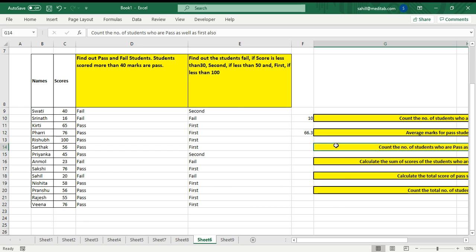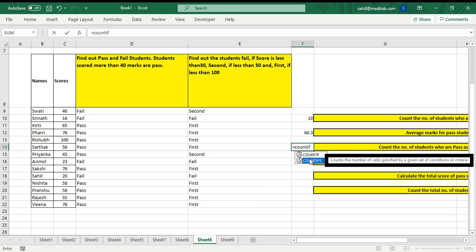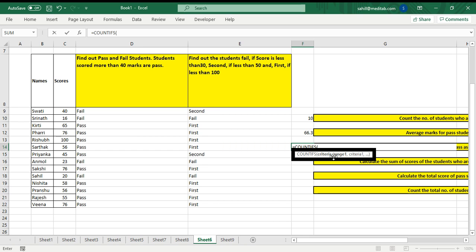Another question: count the number of students who are pass as well as first. Here there are two criteria. The person should be pass and the person should be first also. And count is the operation. I'm selecting COUNTIFS now. Why? Because there is more than one criteria. It is asking for criteria range 1.